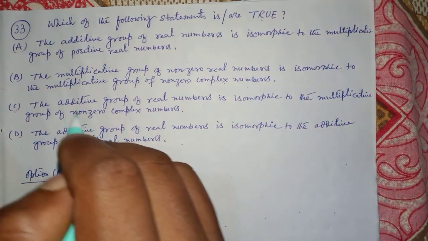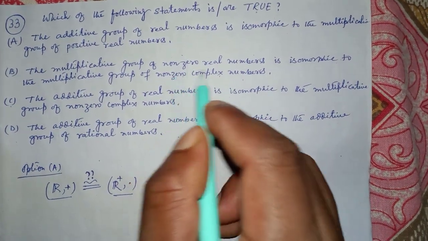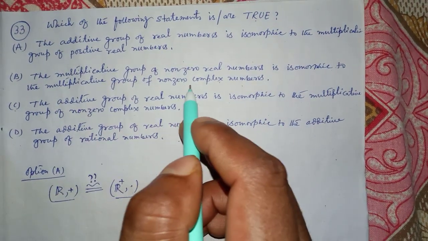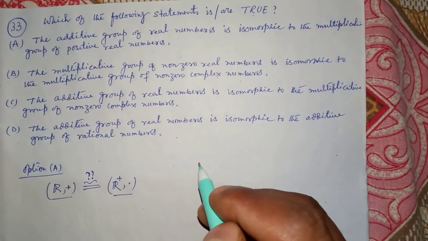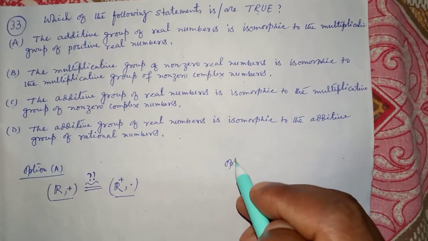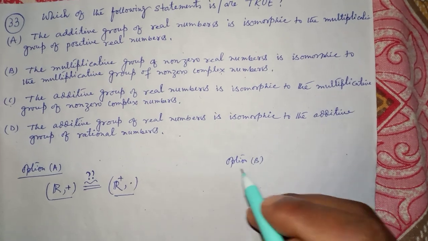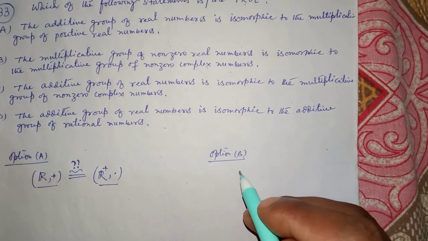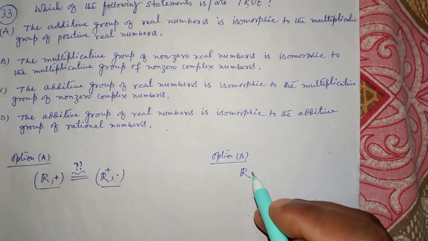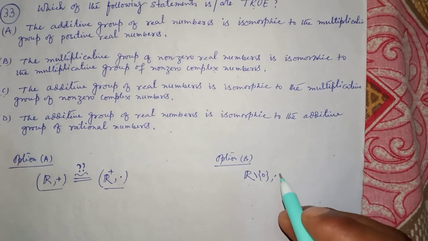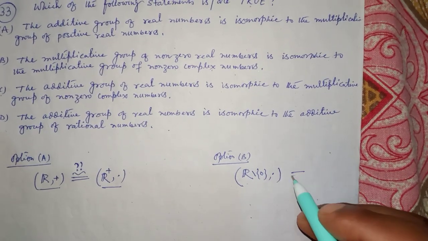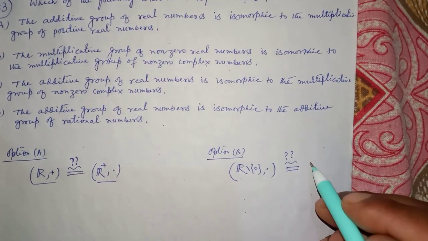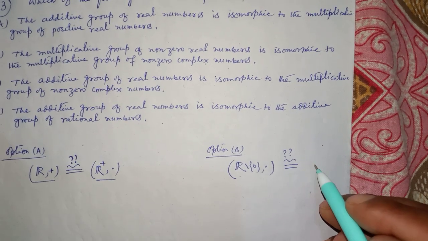For option B, the multiplicative group of non-zero real numbers is isomorphic to the multiplicative group of non-zero complex numbers. That means option B, the multiplicative group of non-zero real numbers, and we will check this multiplicative group of non-zero complex numbers.